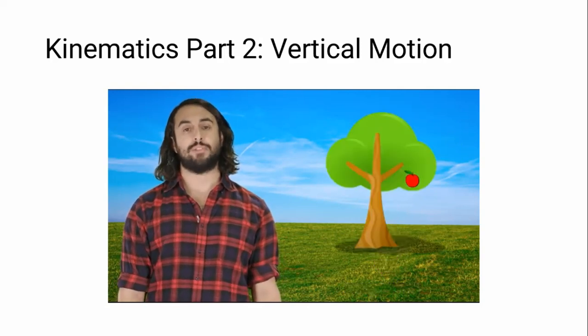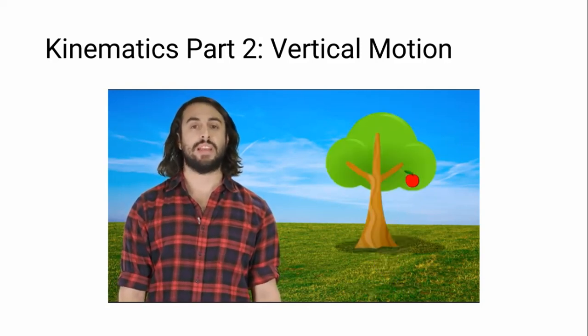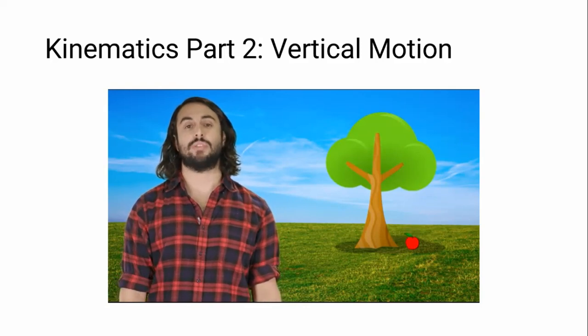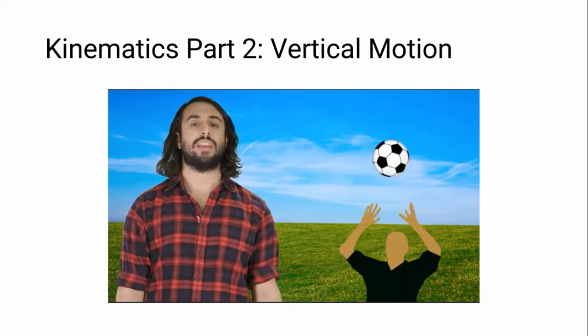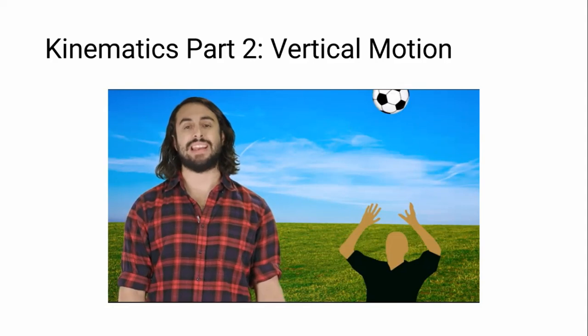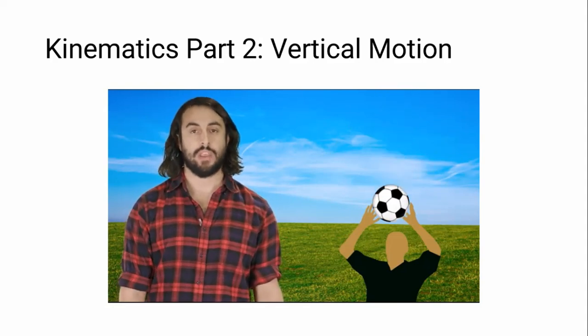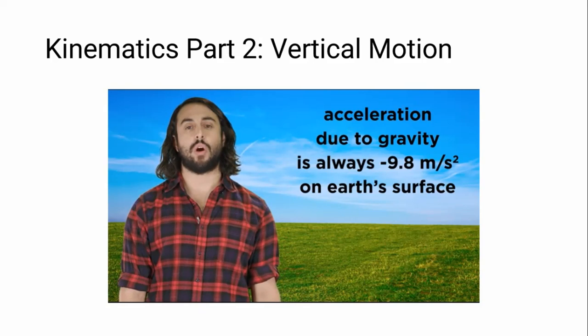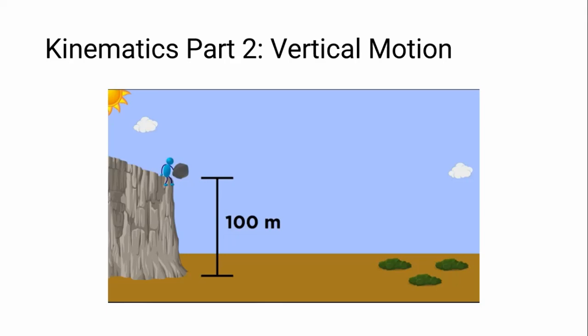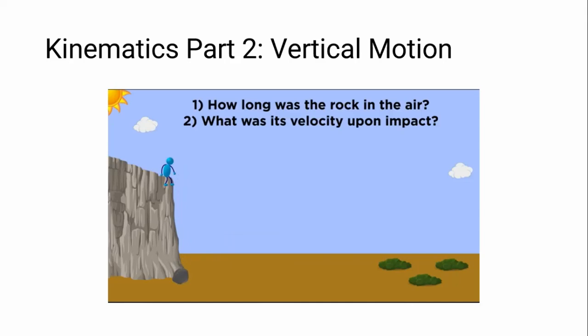We can examine objects that are in free fall, which means they were dropped downwards from a standstill, or we can look at objects that have some initial upward velocity. Either way, acceleration will always be negative 9.8 meters per second squared when on Earth. Let's say, for example, you drop a rock off a 100-meter tall cliff. How long will it take to hit the ground, and how fast will it be traveling when it lands?